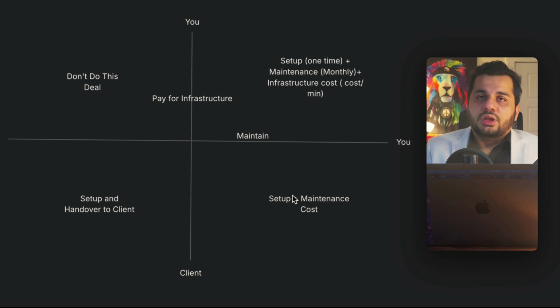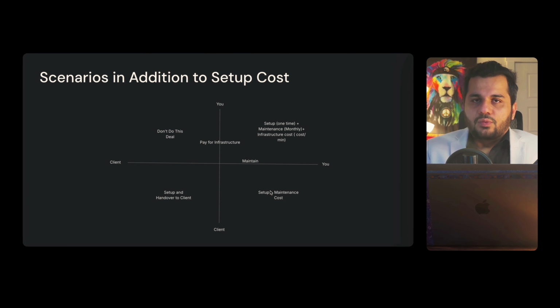Second scenario is you maintain and the client pays for infrastructure. This is good. In this case, you use the client's Vapi account or n8n account, or whatever technology you are using to build the voice agents. Your client is paying for them. You are just maintaining, adding some new workflows, fixing the errors. So you charge the setup cost plus a minimal monthly fee, or whatever you think is a good amount. It can start from 500 and go up to $2,000 a month depending on the complexity of the project.